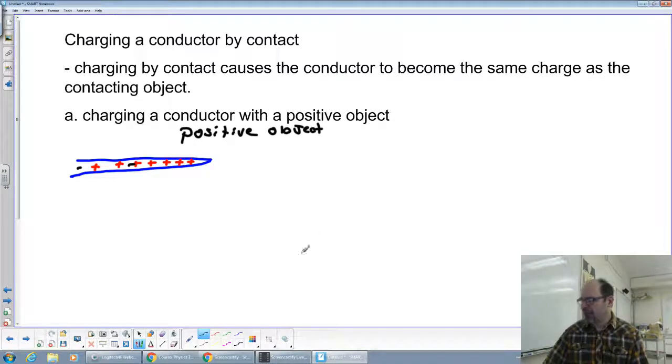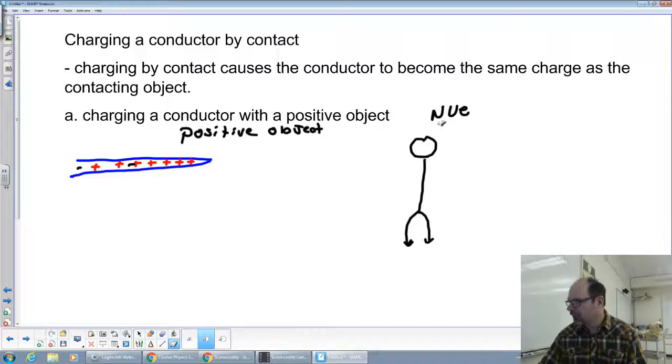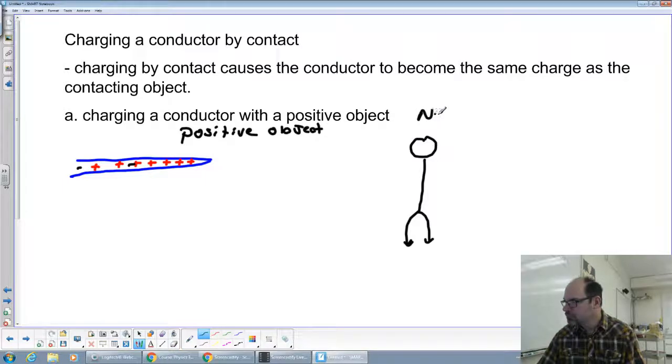Okay, and then we have our neutral scope. So let's just draw the, okay, these are not spread apart. Okay, so this is a neutral scope. We'll call it a conductor.